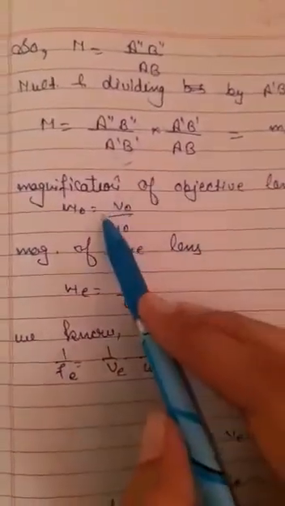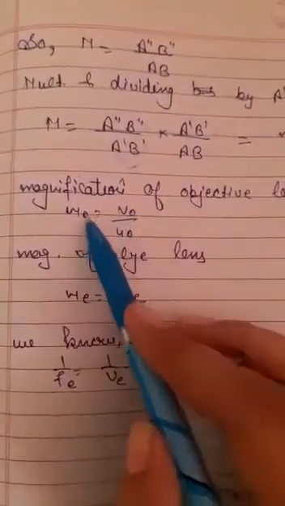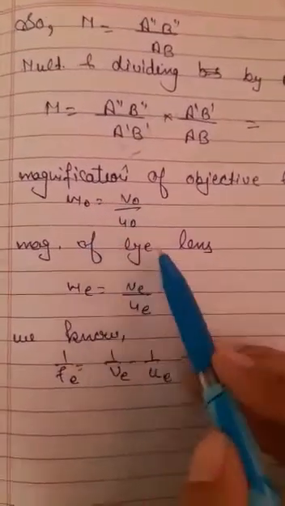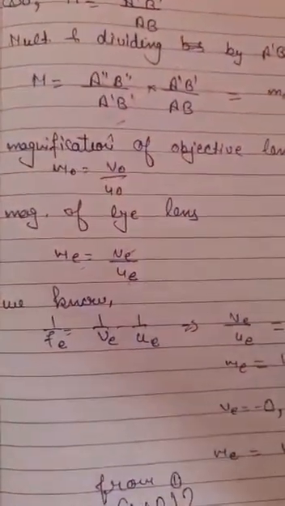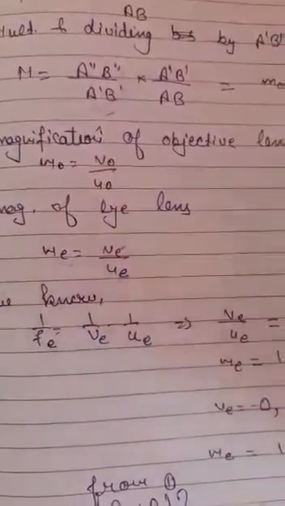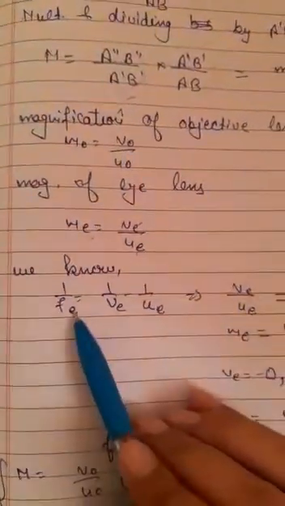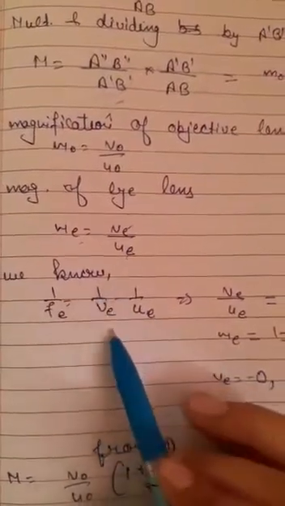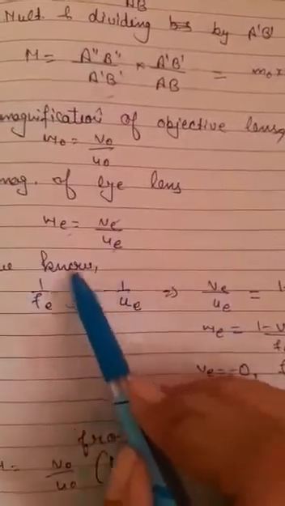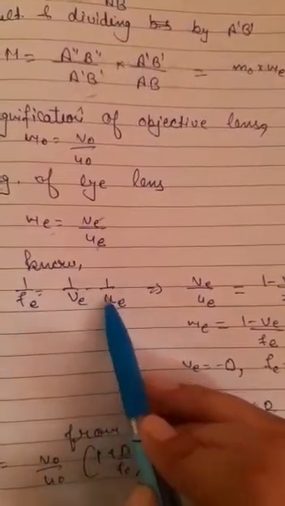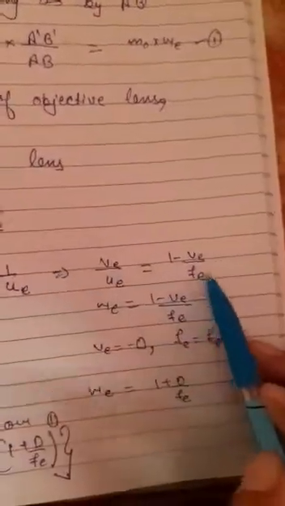As we know, the magnification of the objective lens, M O, is V naught upon U naught. For the eye lens, M E is equal to V E upon U E. Basically we are working for the final image, and the final image is formed by the eye lens, so we will use the eye lens here. 1 upon F E equals 1 upon V E minus 1 upon U E. Now I multiply both sides by V E, this cancels, 1 will be left over here, V E upon U E equals V E upon F E. I will get this relation.